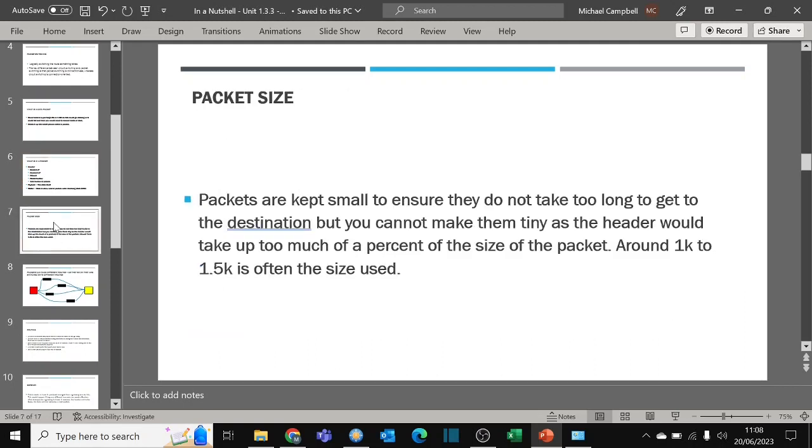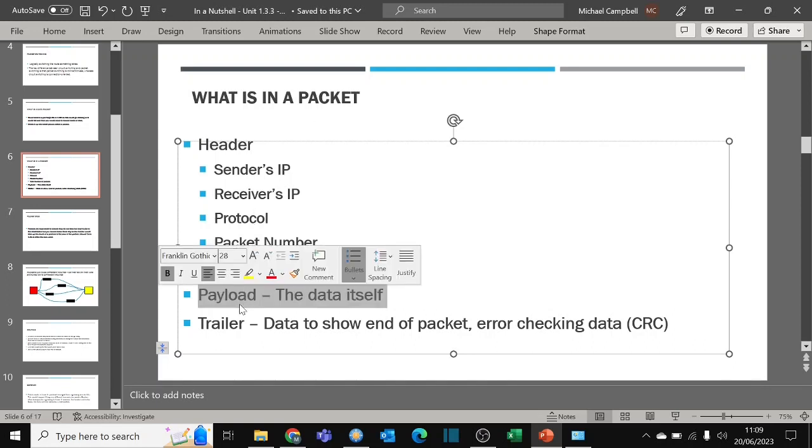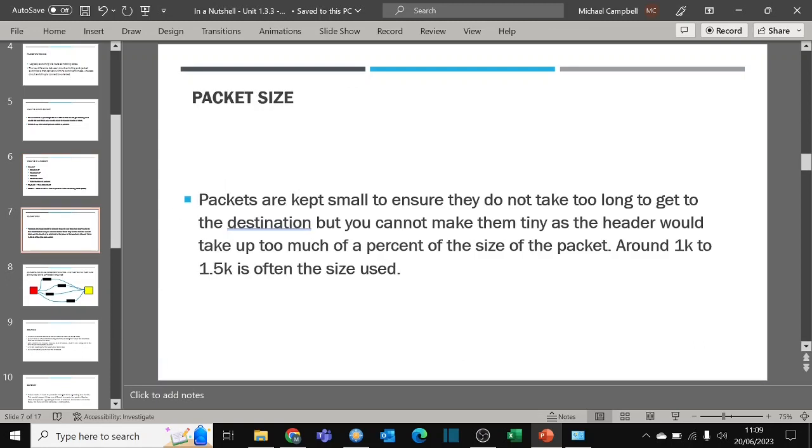Okay, so packet size. Packets are kept small to ensure they don't take too long to get to the destination. But you don't want them too small because you don't want the percentage of header and trailer to be too much. Like if you've got 1 byte of data and then 20 or 30 bytes or whatever more of header and trailer. It's the percentage of how much the data is compared to the header and the trailer. About 1K is normally common. 1 to 1.5K is normally the size of a packet. But it can vary to whatever they want to do.